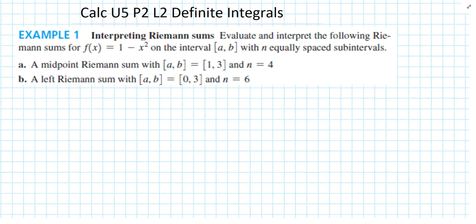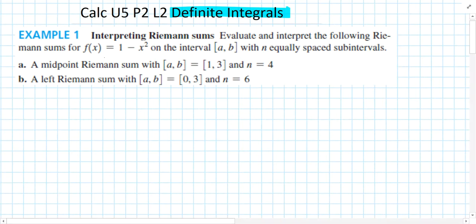In this video, which is lesson 2 from the second part of Unit 5 in Calculus 1, we're going to be talking a little bit more about definite integrals and the notion of positive and negative areas and accumulated change.